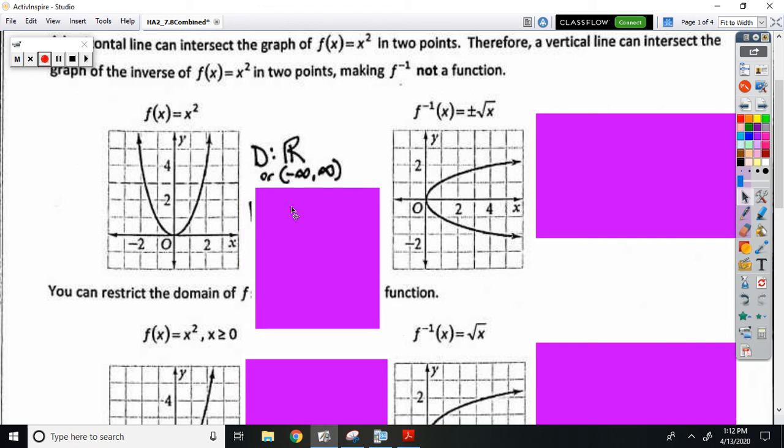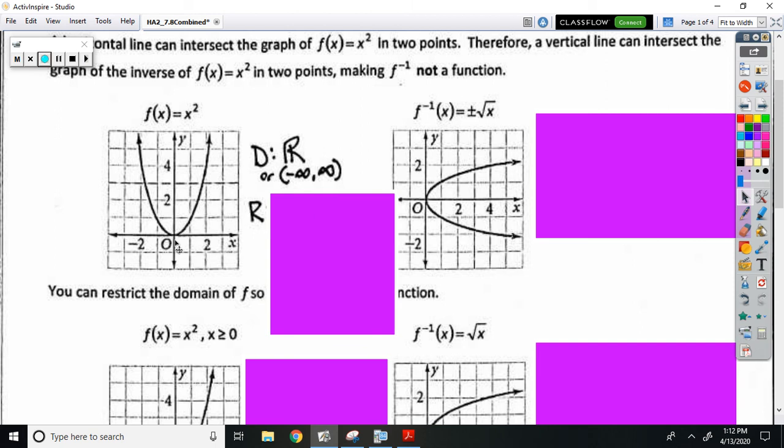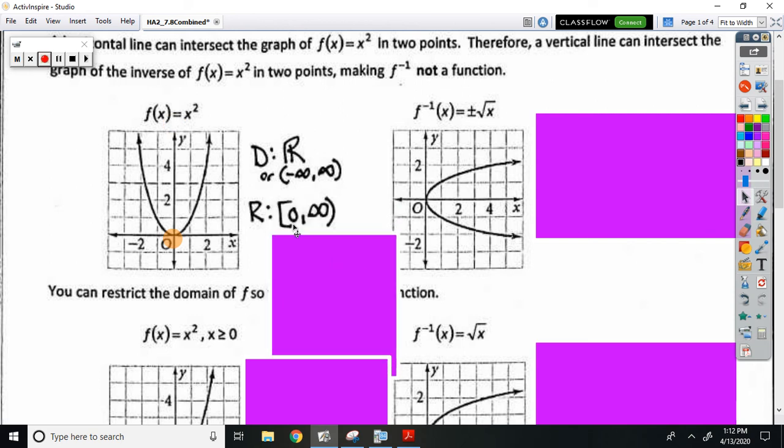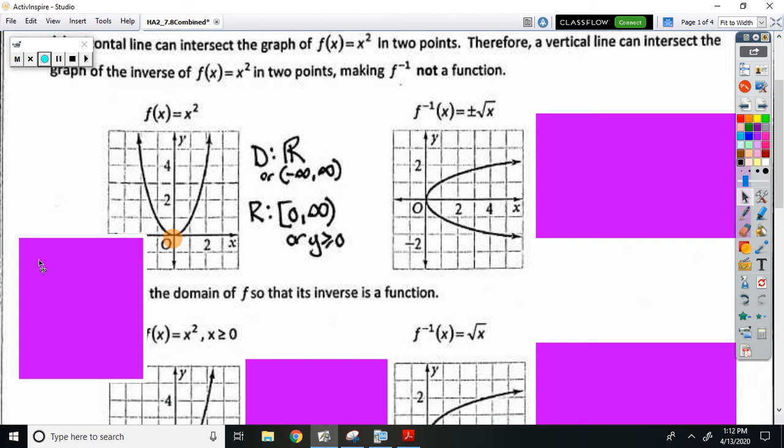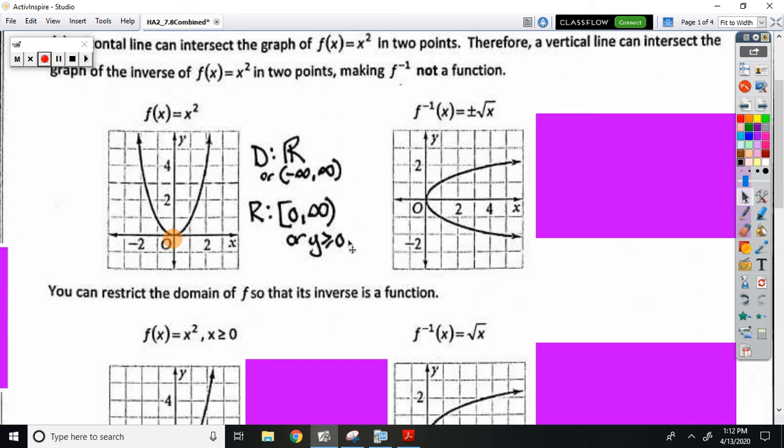Now the range is not going to be all real numbers because it does not go down forever. Rather, the smallest it ever touches is 0. The largest it ever touches is infinity. So there are two ways you can write this. You can either put bracket 0, comma, infinity, parenthesis. Remember, the smallest number goes first, largest second. Or you can also use an inequality, which would be y is greater than or equal to 0, because the y values are greater than or equal to 0.